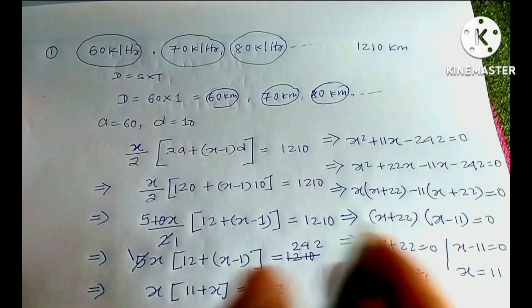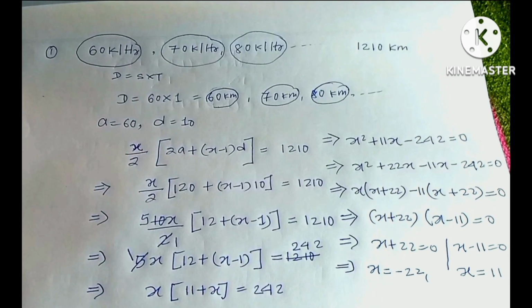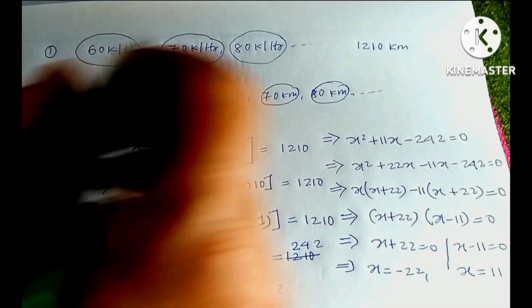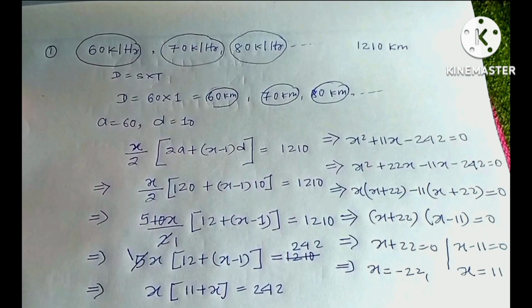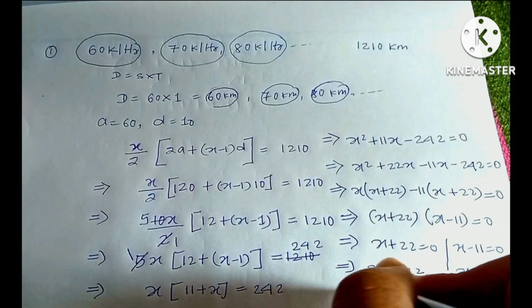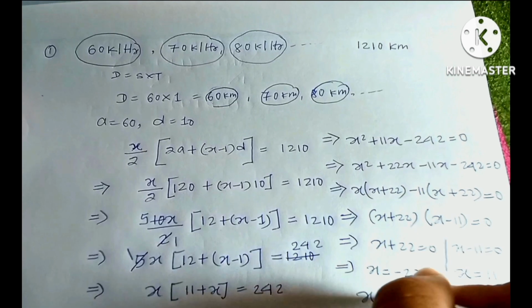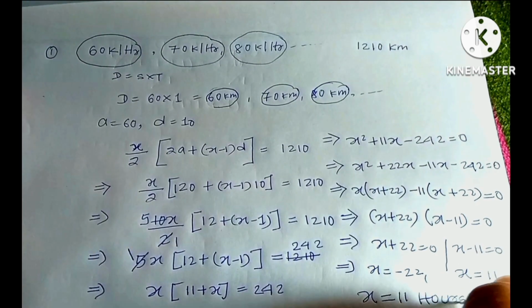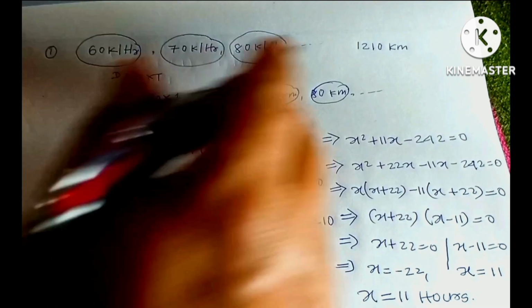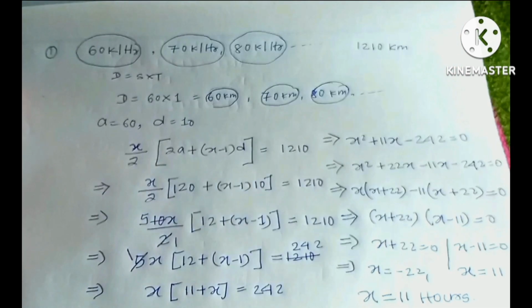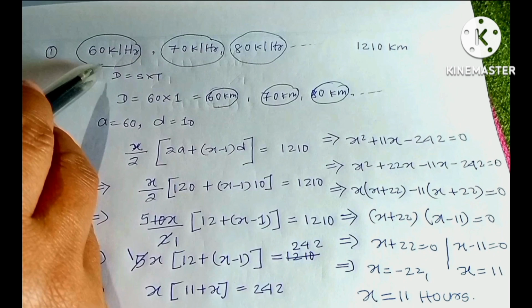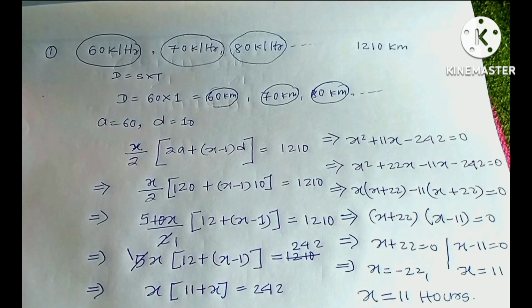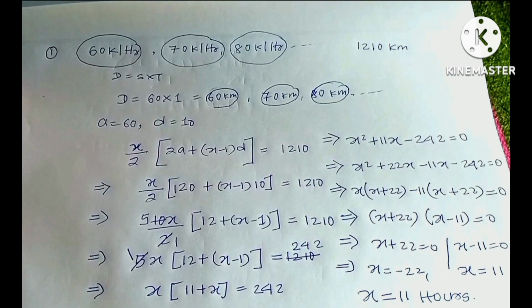So we have considered x as the time taken by the car to cover this distance. This time can never be negative, so the value of x is 11. So it is 11 hours. So this car will cover this distance with the starting speed of 60 km per hour, if its speed is increasing for every hour by 10 km per hour, in 11 hours.